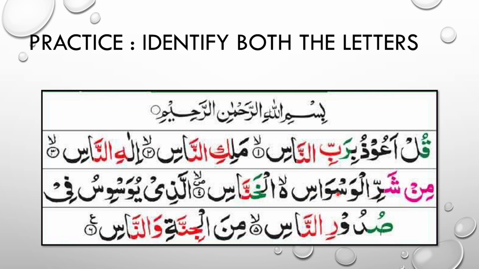Min sharril waswasil. Now this waswasil, khon, kha is the bold letter. Khonnas. Alladhi, dhal is the softly pronounced letter. Nas, seen. Yuwaswisu sudur. Now this sad has the whistling sound, plus it is also pronounced bold. Nas, this only has whistling sound. Sudur, this is also bold. Sudurin nas, again whistling sound. Minal jinnati wan nas, again whistling sound.